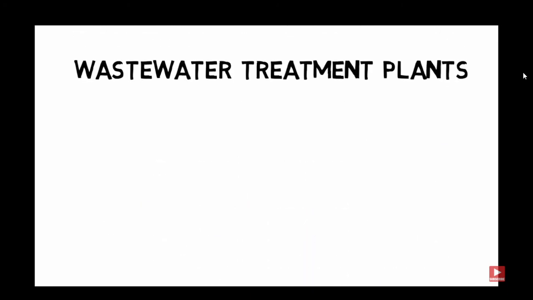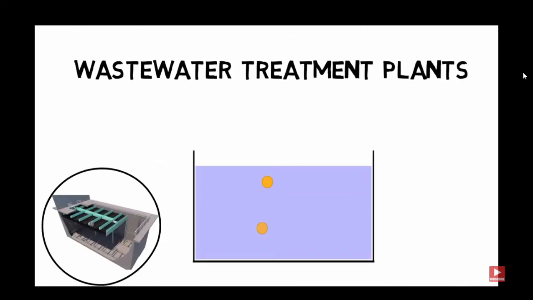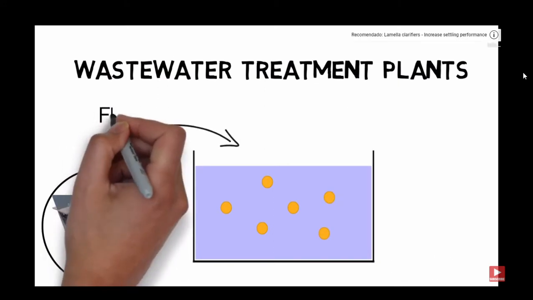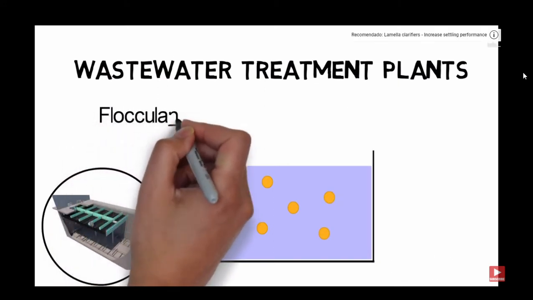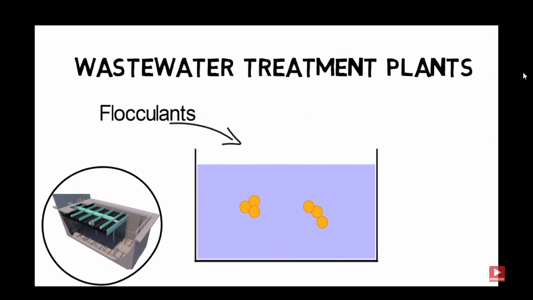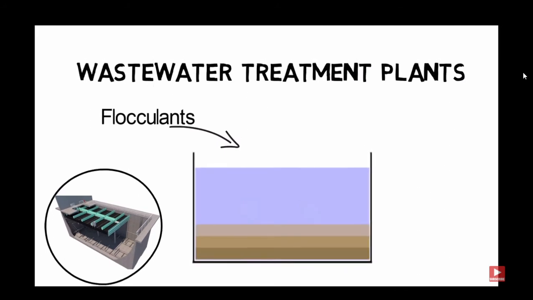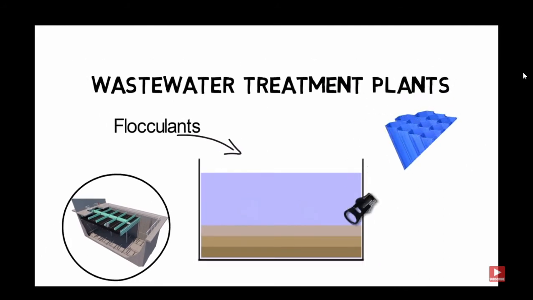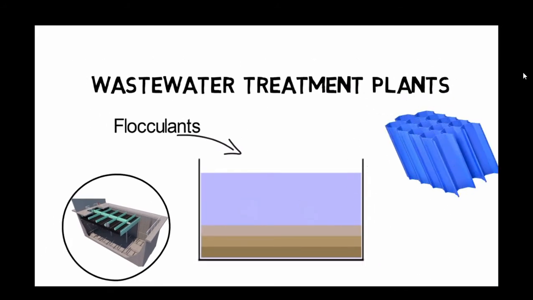In wastewater treatment plants, flocculants and coagulants are dosed to water with high turbidity. They alter electrical charges of particles so that they clump together and form bigger particles. The bigger particles are then settled down in sedimentation basins, which are often equipped with lamellar clarifiers for enhanced particle settling.